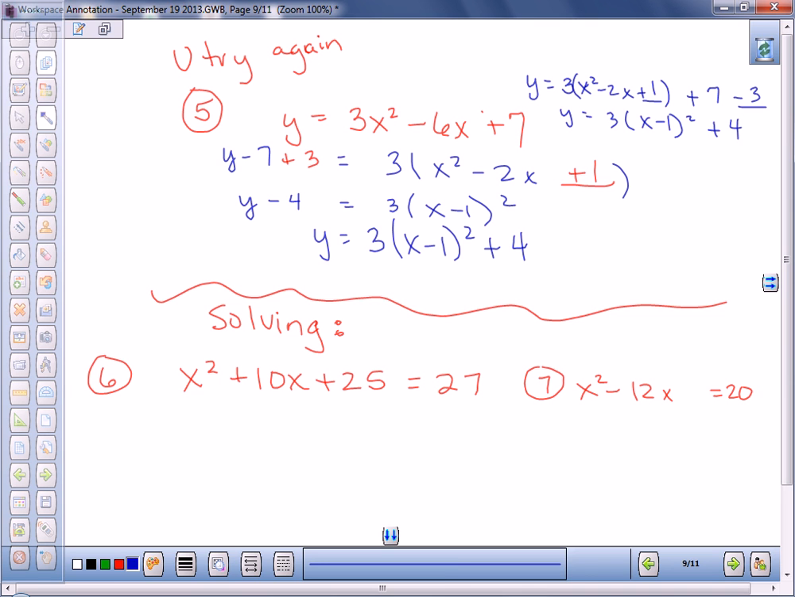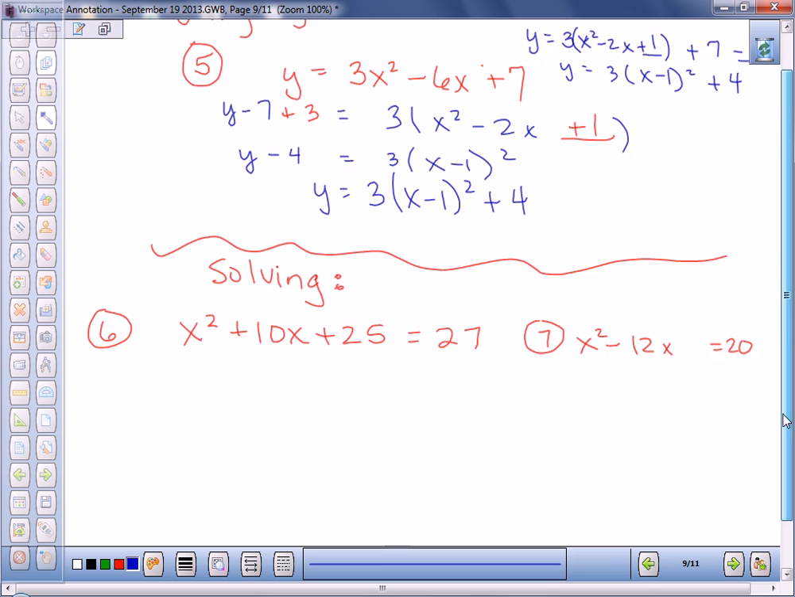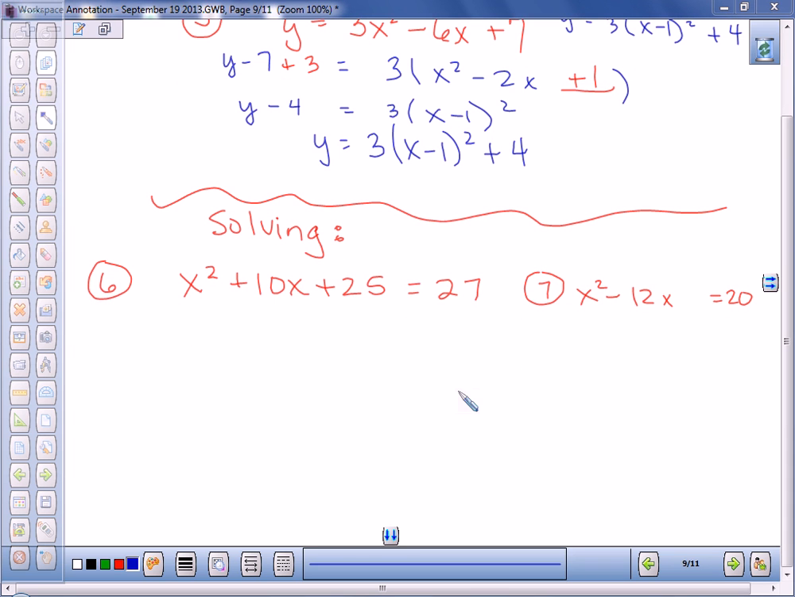Alright, now we're going to use the same method to solve equations. This is easier. We did the harder part first. You're going to be happy. Okay. So we're going to use the method of completing the square to solve quadratic equations. So you see these are not functions, these are just equations, so we're finding the solutions or the roots of the equation.